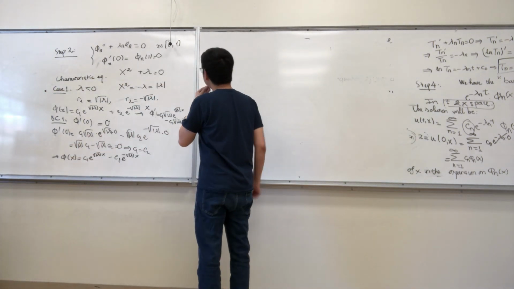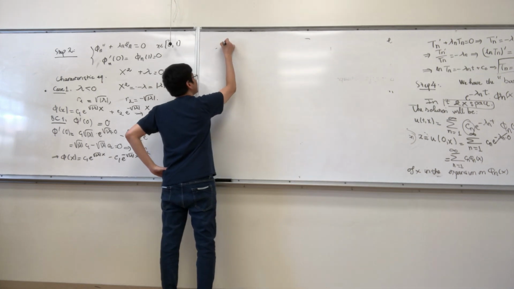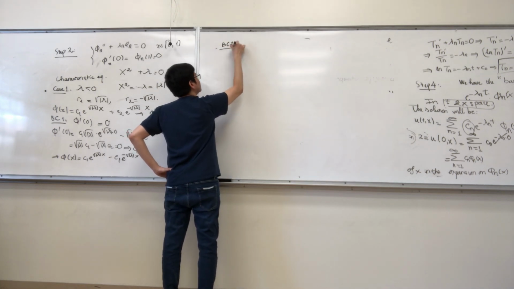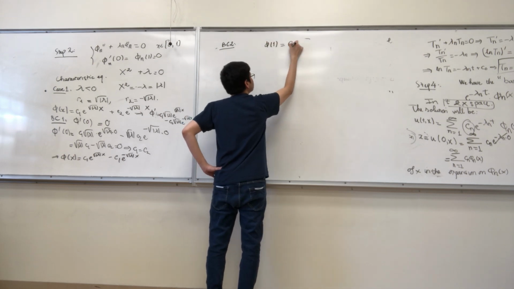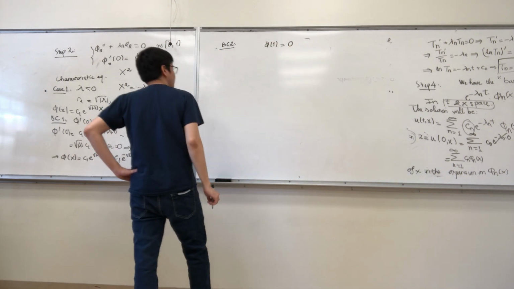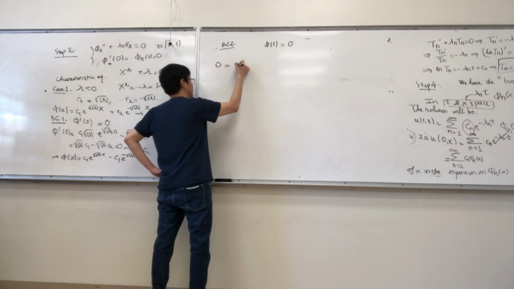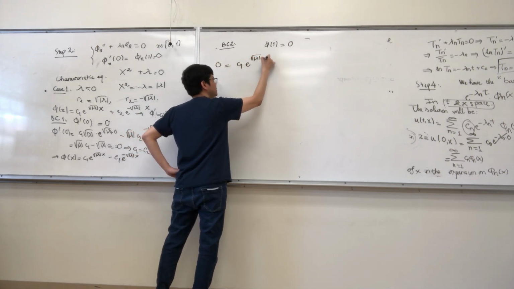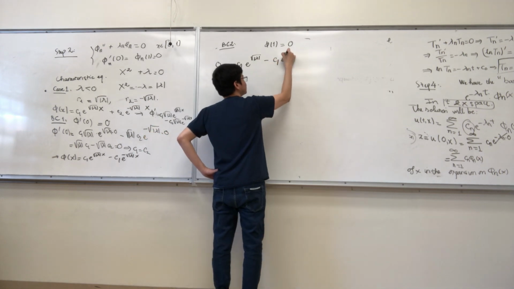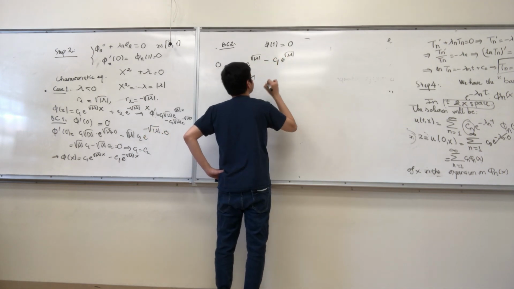So now we're gonna use the second boundary condition. Boundary condition number 2: phi of 1 is 0. So phi of 1 is 0, meaning that 0 is c1 exponential of square root of lambda minus c1 exponential of square root of lambda.